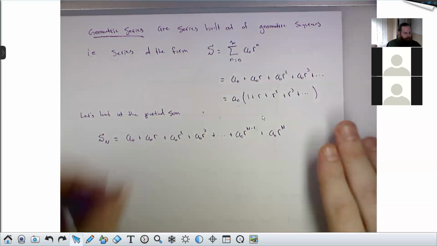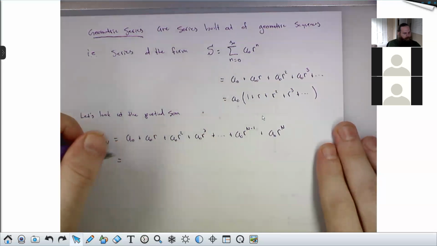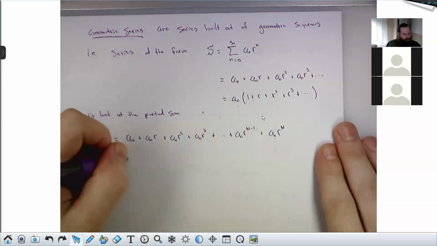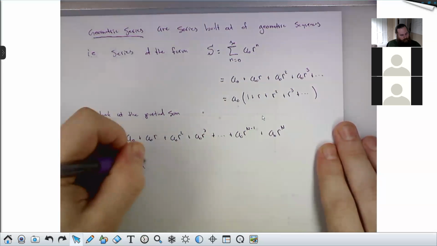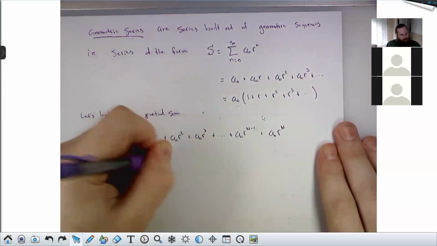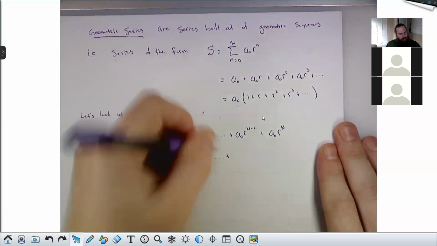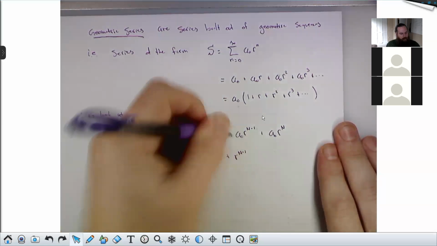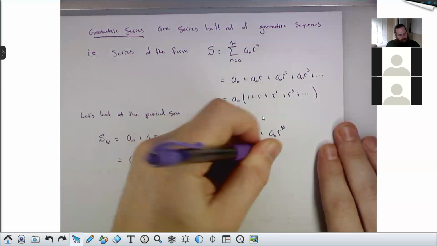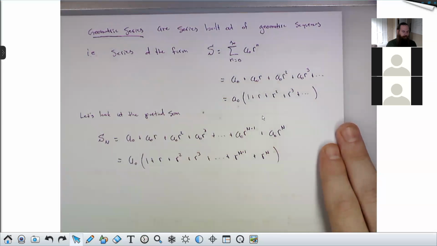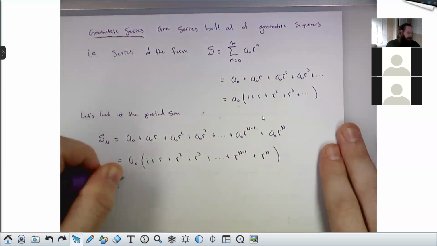Factor out the A naught. And you get 1 plus R plus R squared plus R cubed plus R to the n minus 1 plus R to the n. And now here's the magic. Multiply by 1 minus R.